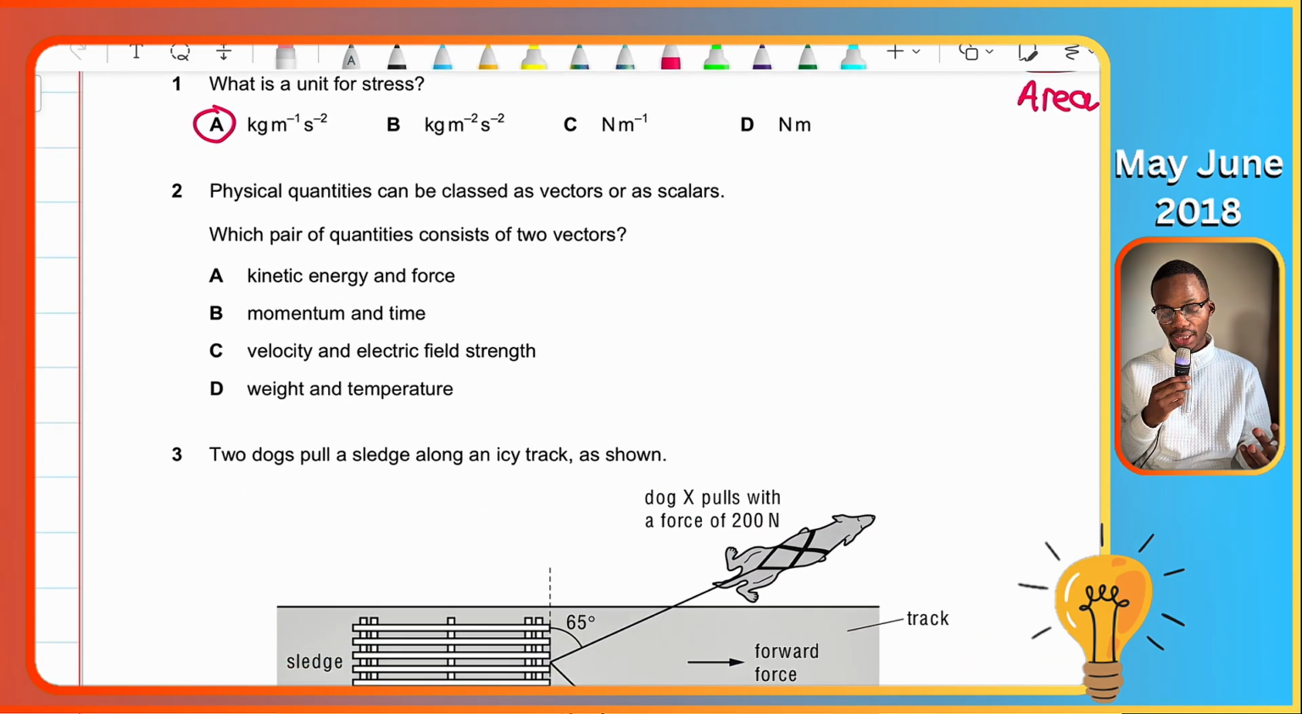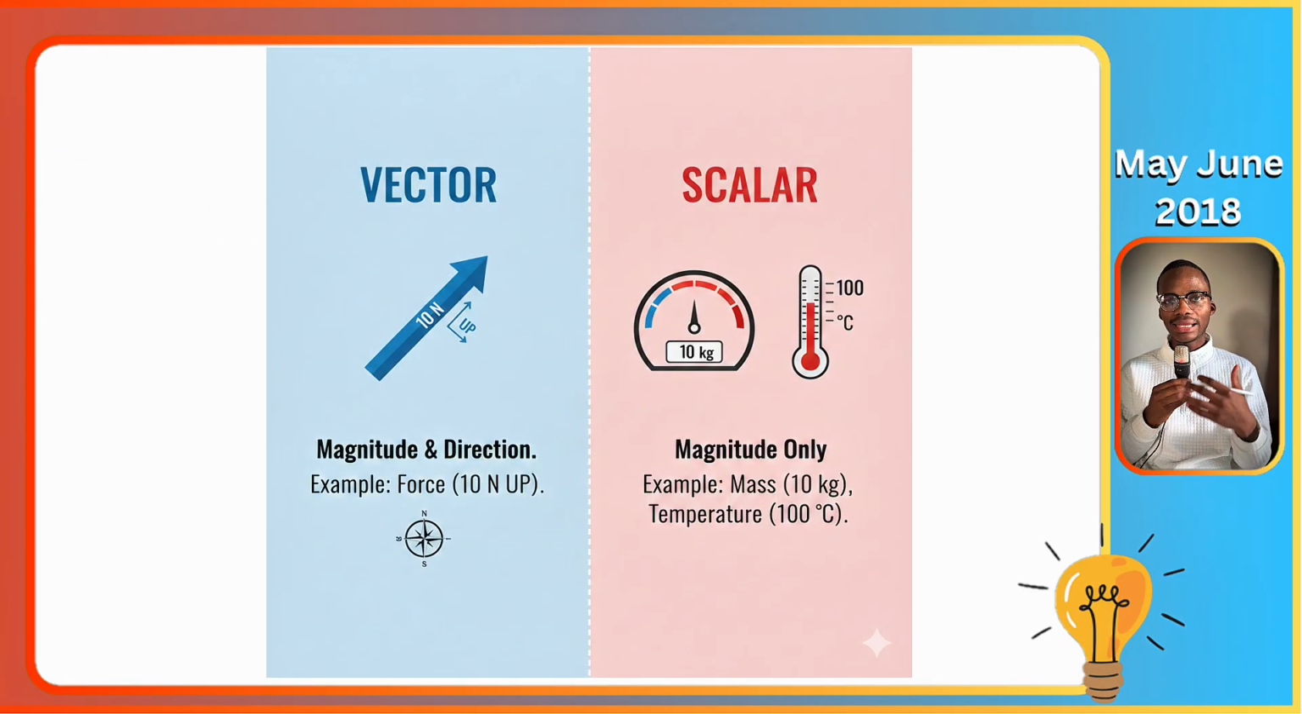Moving to the second question. Physical quantities can be classified as vectors or as scalars. Which pair of quantities consists of two vectors? So you need to understand what a vector is, what a scalar is, and what the difference is. A vector is a quantity that is concerned with magnitude and direction, whereas with a scalar, you're only concerned with magnitude. You don't care in which direction it is acting.